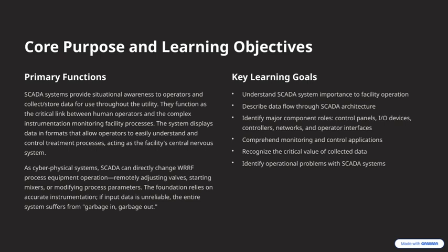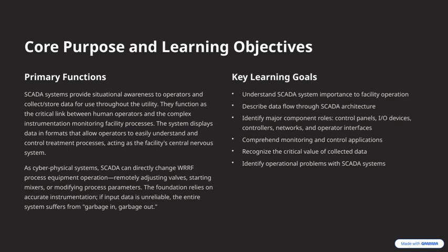Next, let's identify the major components of a SCADA system. These include control panels, which house the control equipment, I/O devices, which connect sensors and actuators, controllers that process data and execute commands, networks that facilitate communication, and operator interfaces, which display data and allow user interaction. Understanding how data flows through the SCADA architecture is also essential. Data originates from sensors and devices, travels through communication networks to controllers, and then is displayed on operator interfaces. This seamless flow ensures timely and accurate information for decision-making.